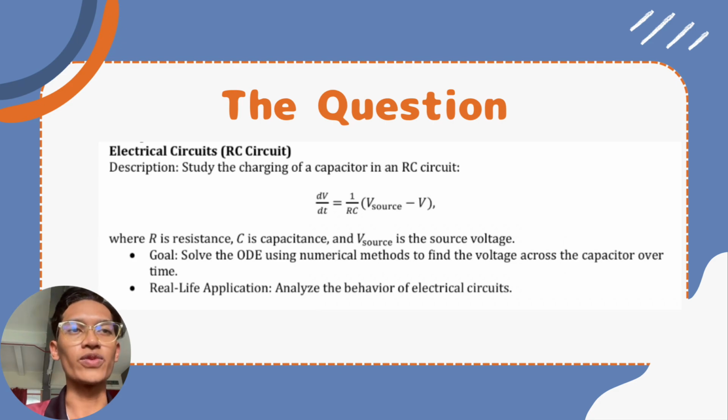The question that we get is the electrical circuit, which is an RC circuit. Study the charging of a capacitor in an RC circuit. The equation is dV over dt equal to 1 over RC times (V source minus V), where R is resistance, C is capacitance, and V source is the source voltage. The goal is to solve the ODE using numerical methods to find the voltage across the capacitor over time. Real-life application: analyze the behavior of electrical circuits.